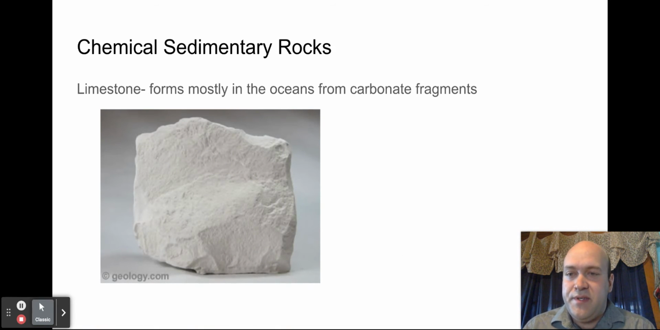A couple of examples of chemical sedimentary rocks. Limestone is a big one. It almost exclusively is formed in the oceans, and it's made from carbonate fragments from organisms that draw the calcite out of the water and make their shells, and coral is a major contributor of these calcite fragments. They break down and then they settle in layers on the floor of the ocean and eventually form limestone.